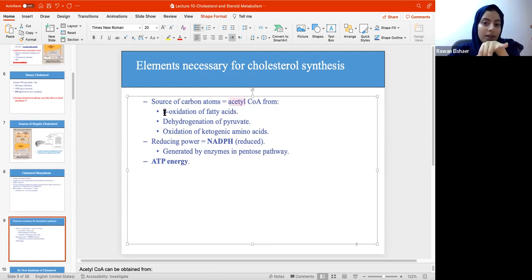And like you guys said, it comes from beta oxidation of fatty acids, also dehydrogenation of pyruvate, and oxidation of ketogenic amino acids, okay? Do you guys know any ketogenic amino acids? Do you remember any of them?